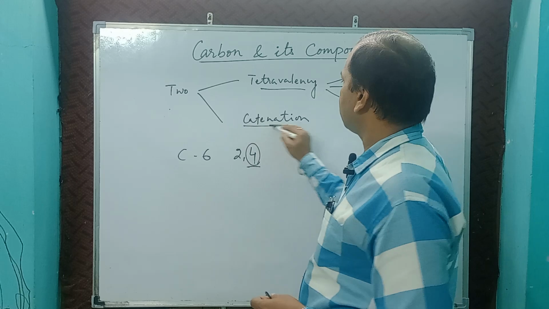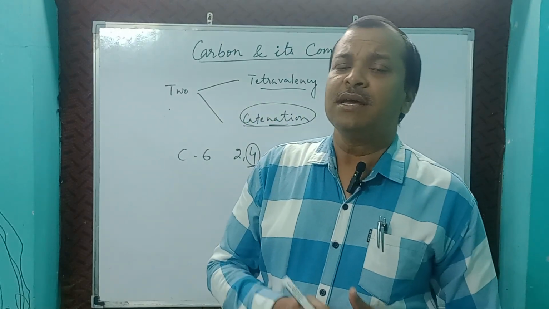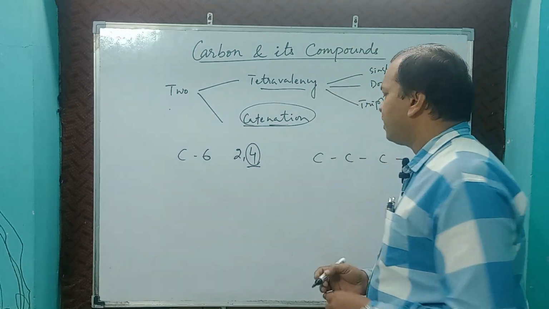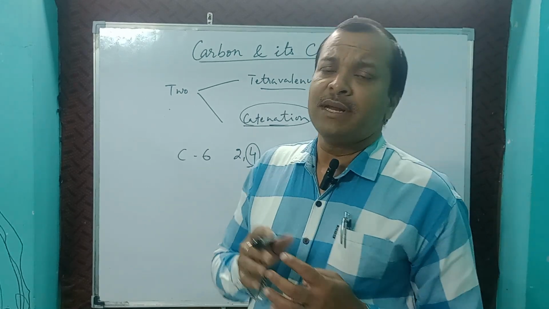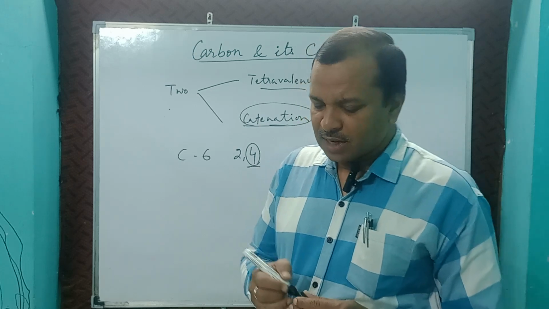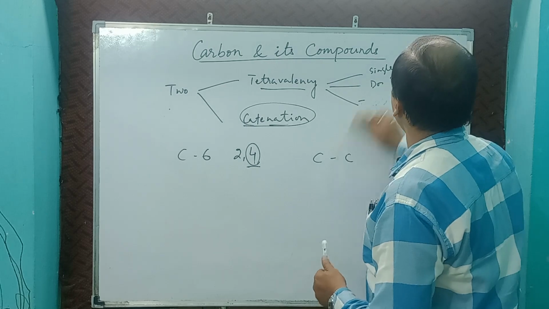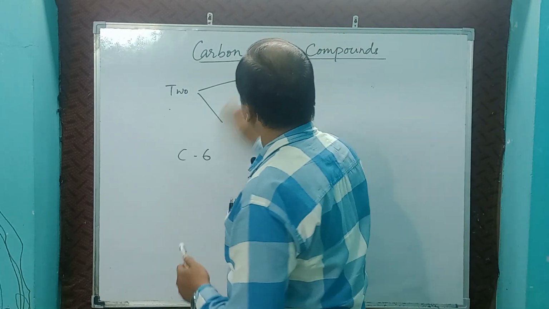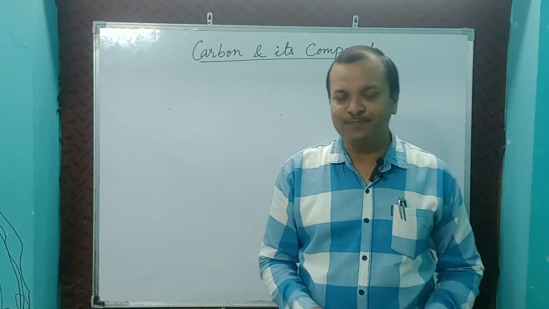Another important property is catenation. What is catenation? It's a long chain of carbon with carbon itself. When it forms molecules by combining carbon and carbon in a chain, that property is known as catenation. Is it clear? So these are the two important properties of carbon. One is catenation, the second one is tetravalency.